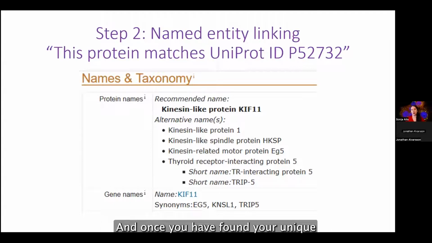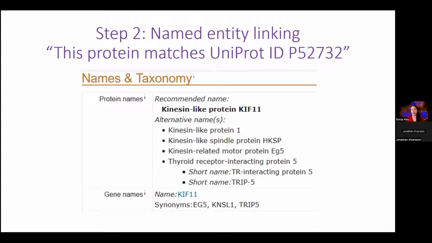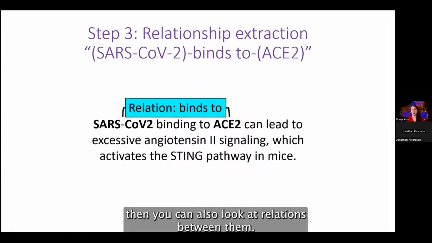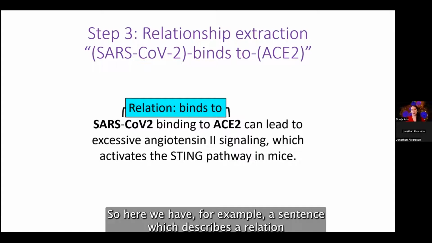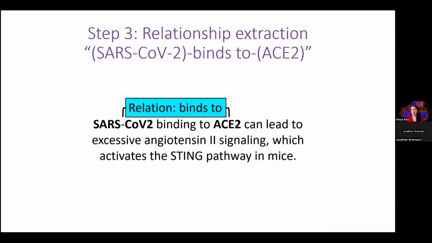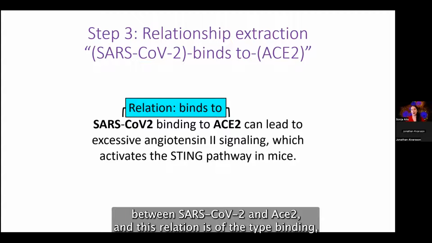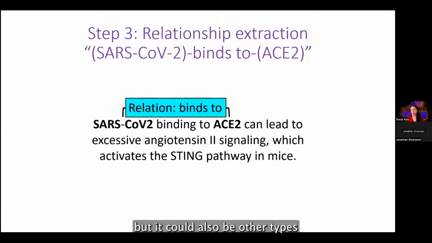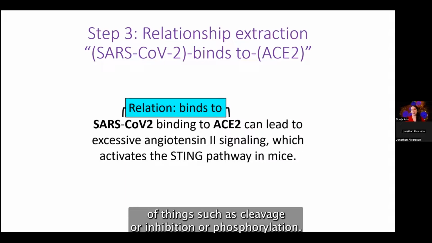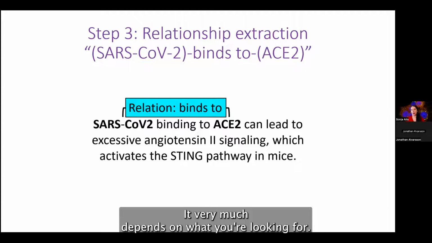And once you have found your unique entity, you can also look at relations between them. So here we have, for example, a sentence which describes a relation between SARS-CoV-2 and ACE2. And this relation is of the type binding. But it could also be other types of things such as cleavage or inhibition or phosphorylation. It very much depends on what you're looking for.